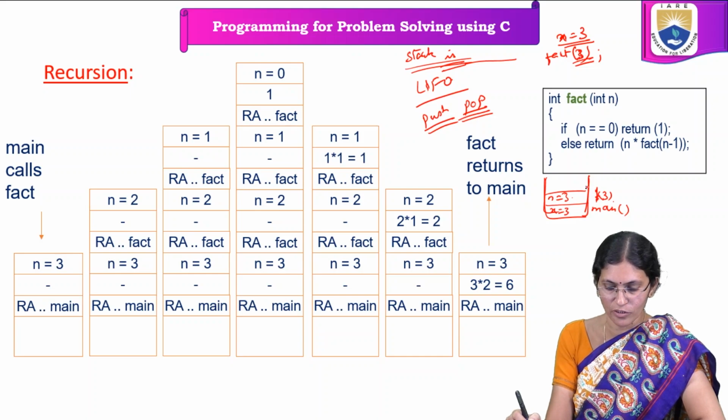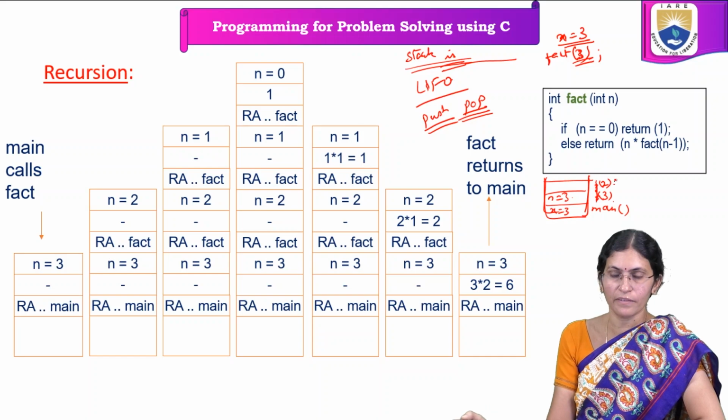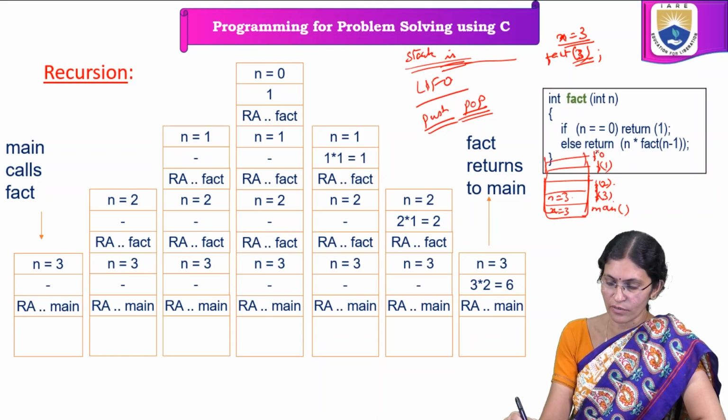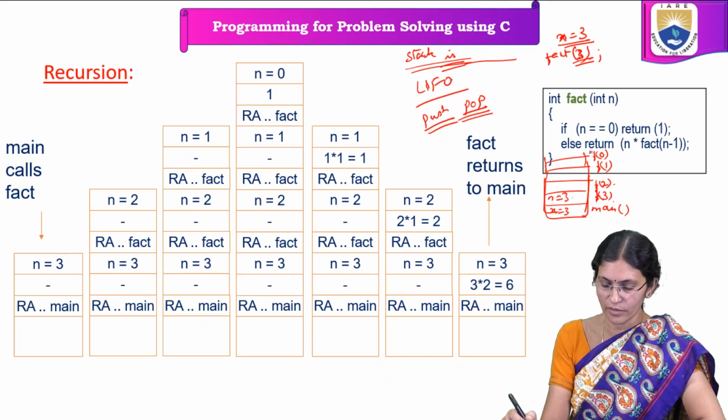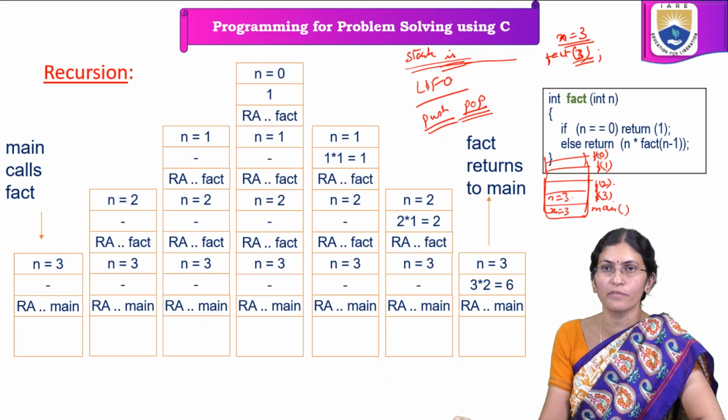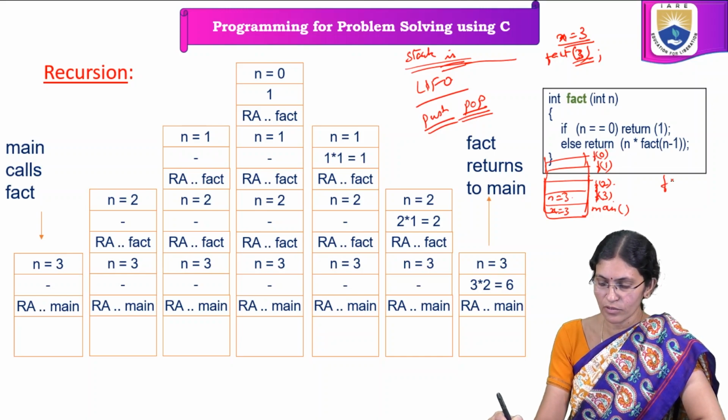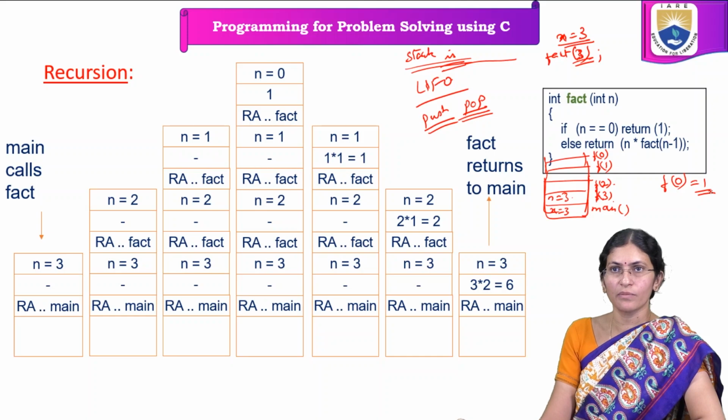Then again in this function f of 2 is called here. So the activation record for f of 2 is created. Then after that the activation record for f of 1 is created. Then after that the activation record for f of 0 is created. When it comes to f of 0, we have seen that we have written the base case. So f of 0 is equal to 1. This is the base case which we have written.